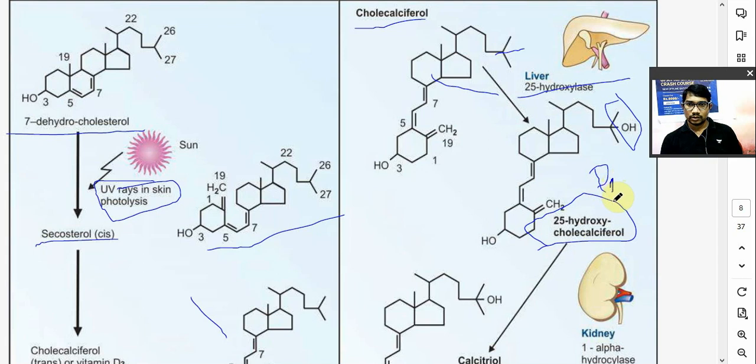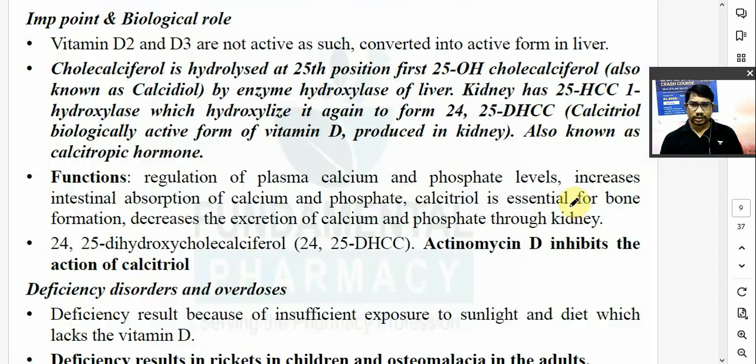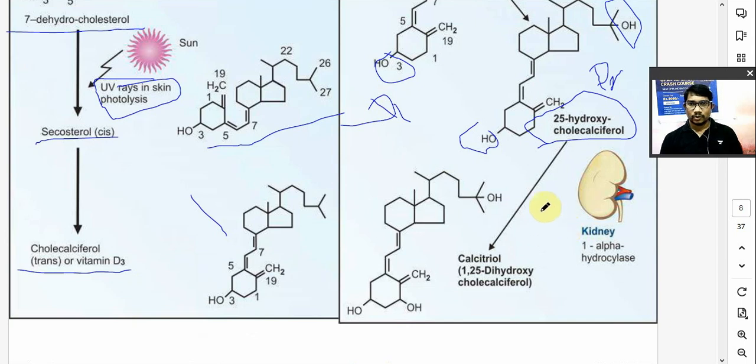In the kidney there is one enzyme known as alpha hydroxylase, which converts 25-hydroxycholecalciferol. Now you can see 1,25 dihydroxycholecalciferol. Look here, the additional group is one, so there are three: 1, 2, 3. So it is known as calcitriol. You will get a question: the active form of vitamin D3, that is calcitriol.